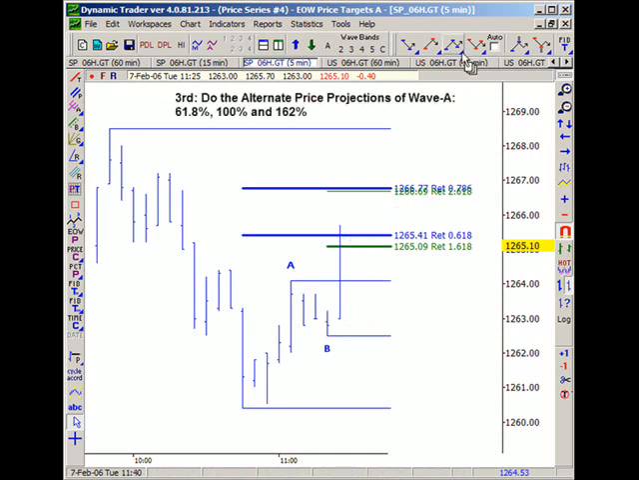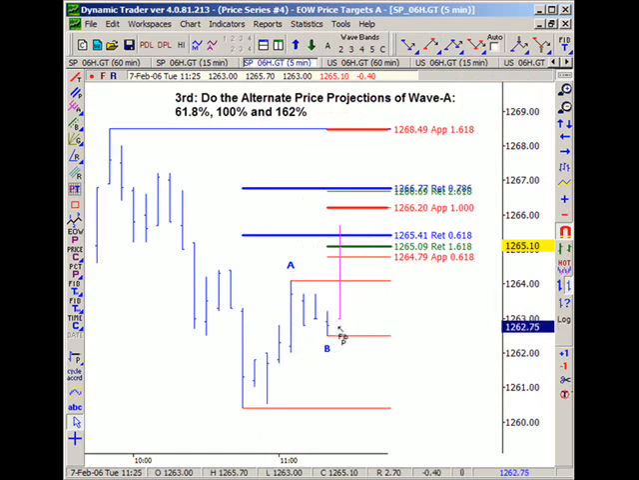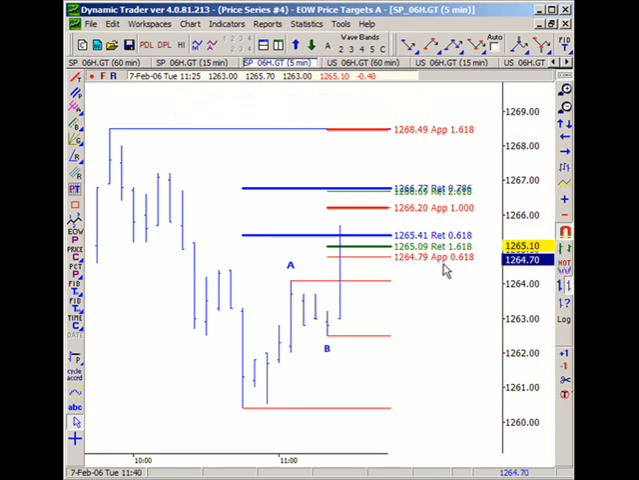Well, we still need to do our alternate price projections. So let's do those. We're going to measure the range of A, and we're going to make the projections from the wave B, the section B low. And right near our two targets we've already done is the 62% alternate price projection. And the 100% alternate price projection is a bit above. It's right in between the 62% retracement and the 78.6%. And the 162% alternate price projection is just way out of bounds there. It's almost above the high of the retracement zone.